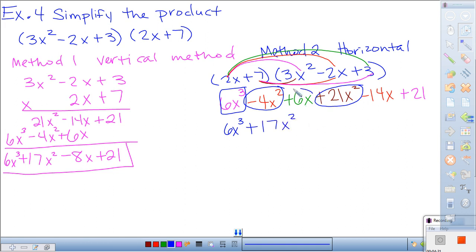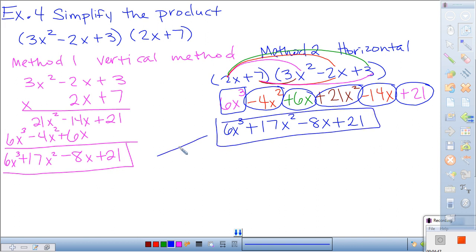Then we have our x terms, positive 6x, negative 14x, 6x minus 14x, negative 8x. And finally, our constant that's all alone, plus 21. And would you look at that? We got the same thing that we did in our vertical method. And you should. As long as you did them both correctly, you should always get the same answer.